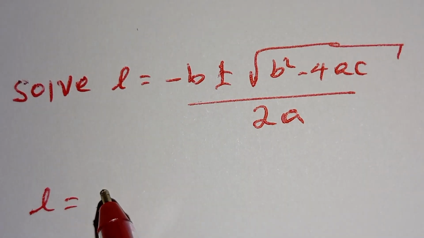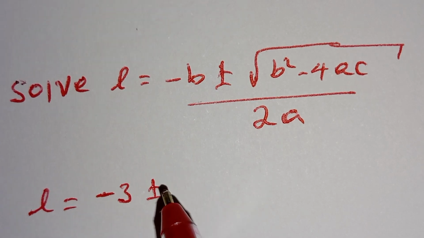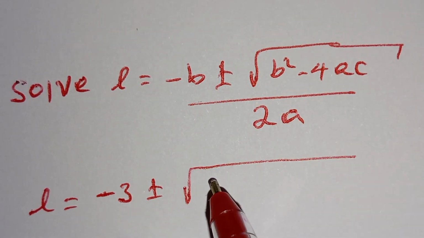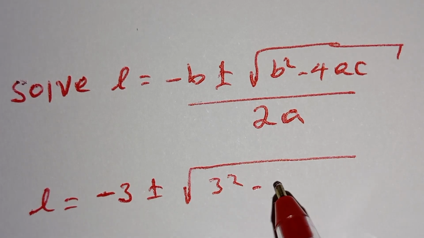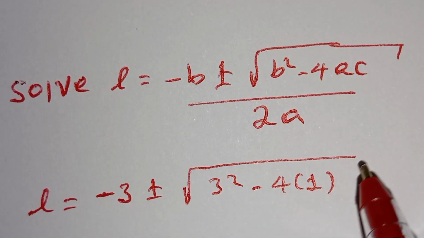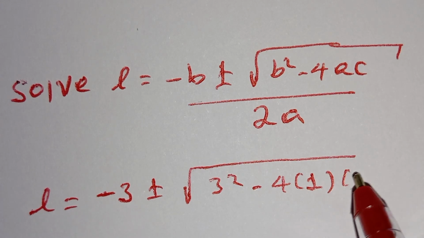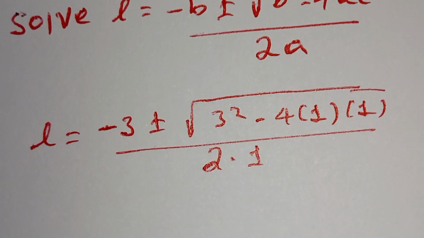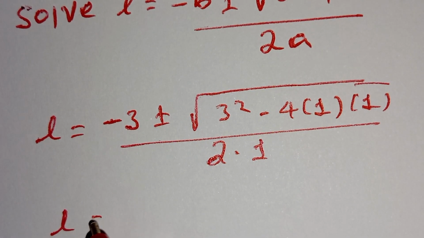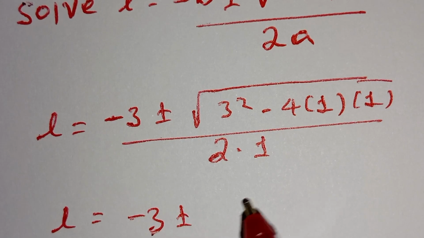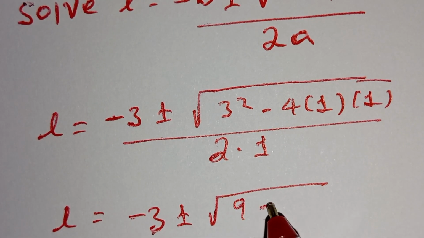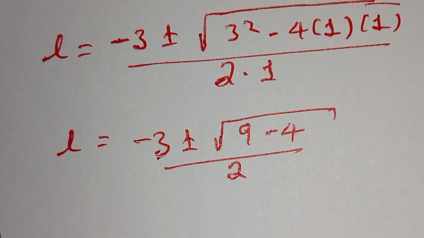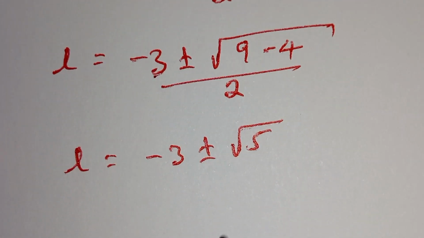L is equal to minus 3 plus or minus the radical of 3 squared minus 4AC. A is 1 and C is 1, over 2A, 2 times 1. So this L is equal to minus 3 plus or minus the radical of 9 minus 4, over 2. So this L becomes minus 3 plus or minus the radical 5 over 2.